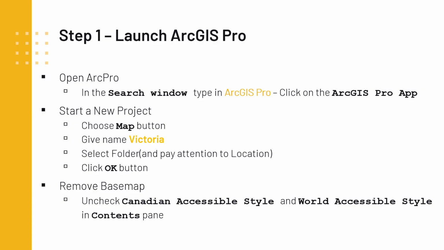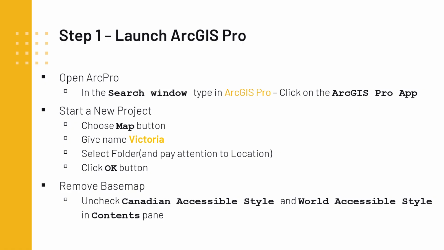Then it's going to ask you the location of this. So you're going to select a folder. So click on the folder button at the end and pay attention to where you're going to store your project. File management is really important in GIS, and understanding and knowing where your data is will become relevant in subsequent steps. And then when you're done that, you're going to click the OK button. It'll take a moment, but a new empty map project will be opened.